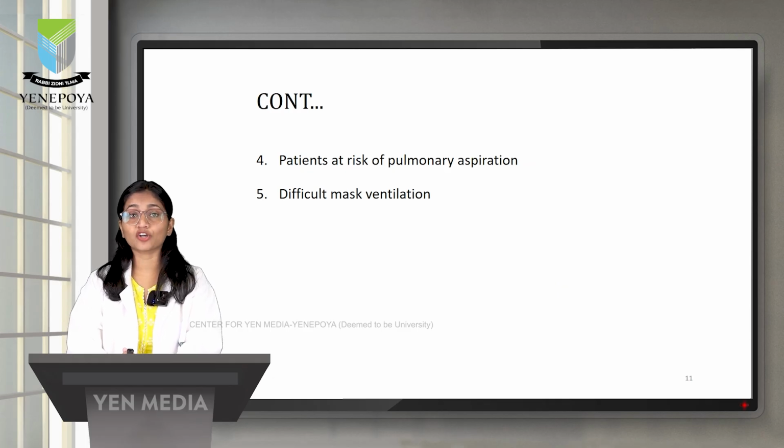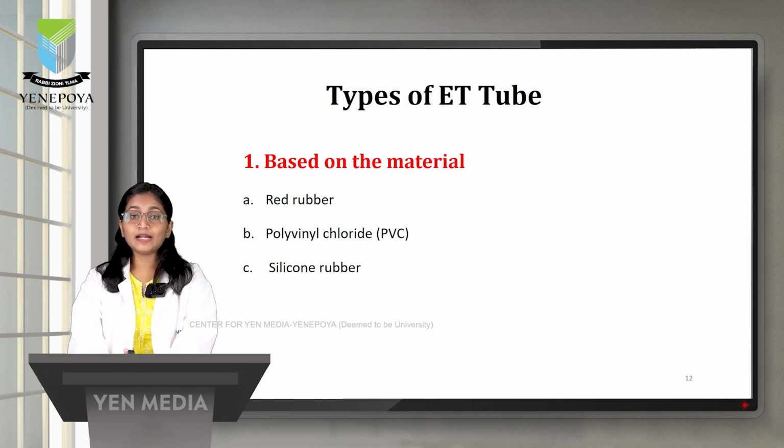Next, patients at a risk of pulmonary aspiration and difficult mask ventilation. So these are the indications for using an endotracheal tube. Next, different types of endotracheal tube.